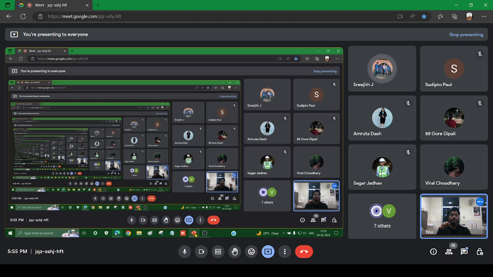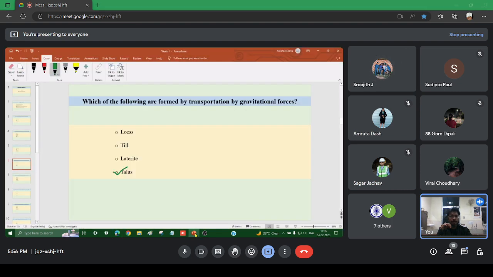Laterite. So it is transported by glacial movements. What movements? I am speaking about the till. Tills are formed by the glacial movements. No, till is okay. Till we have discussed. I'm asking about laterite.